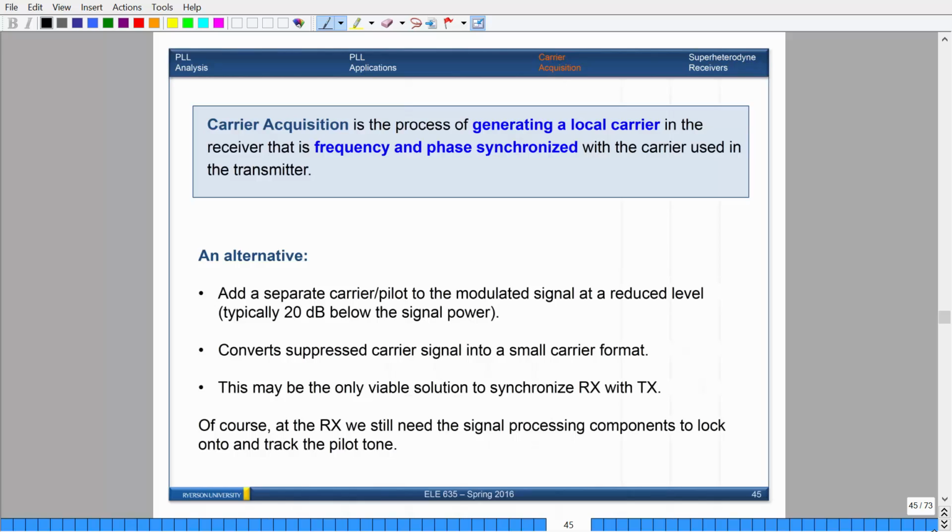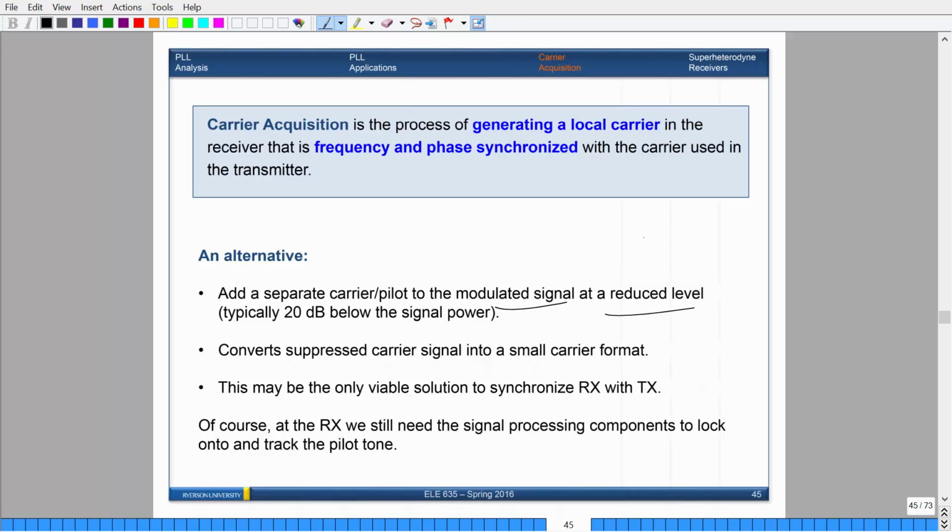Okay? So here's an alternative. Remember that when you're doing double sideband suppressed carrier, you're transmitting your signal without a carrier. So what you can do is perform a kind of semi-working amplitude modulation, or DSB-LC, where you produce a carrier signal, but the power or the amplitude is going to be very, very small, so that it doesn't affect any of the electronics. So you're going to add a separate carrier to the modulated signal at a reduced level.